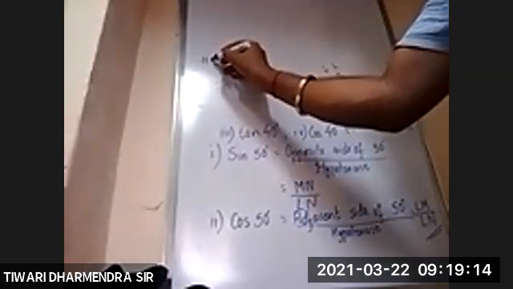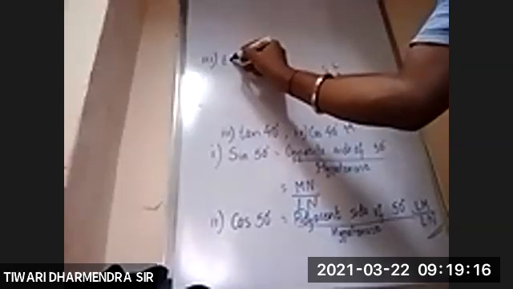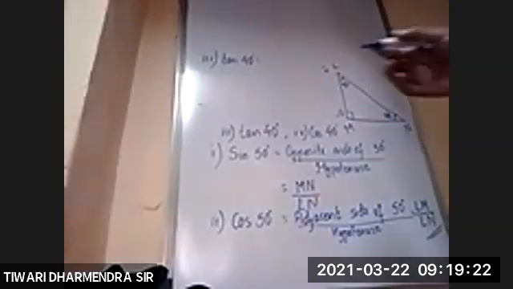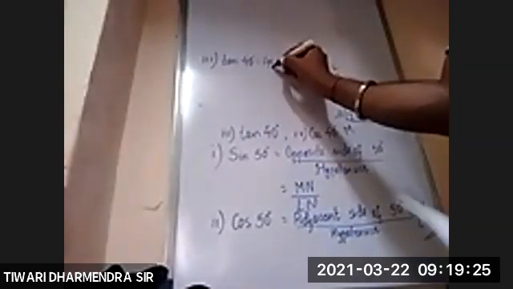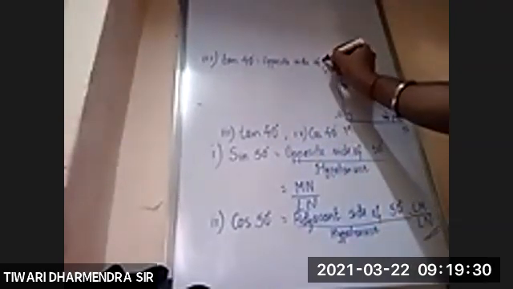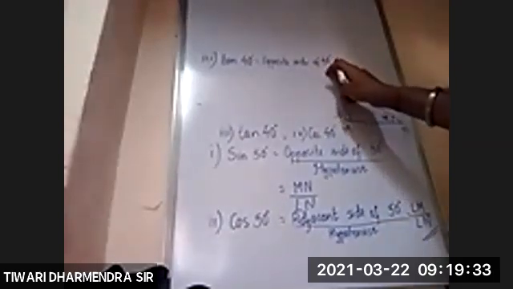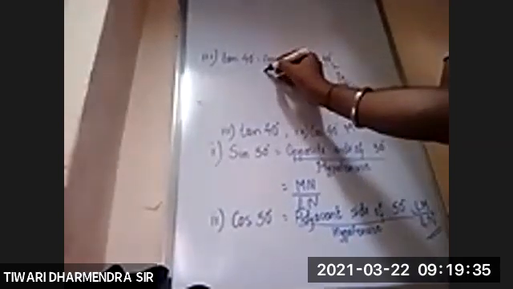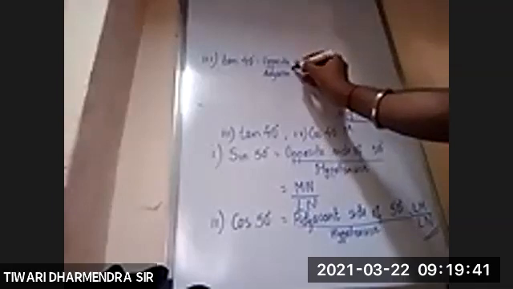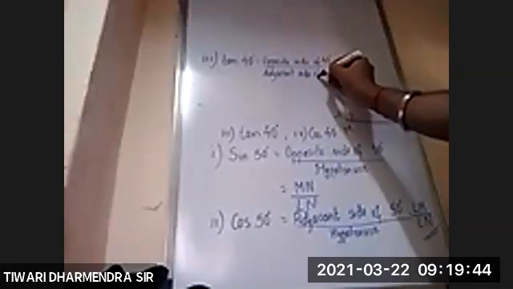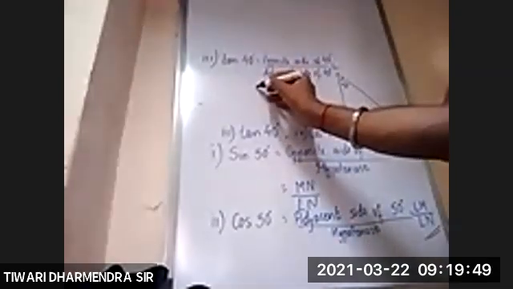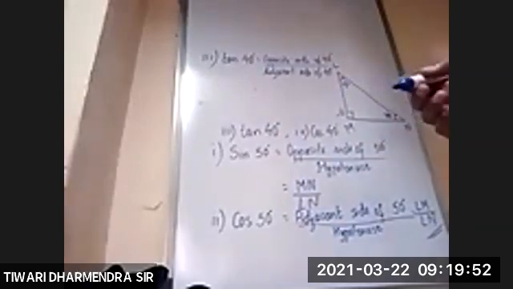Third, tan of 40 degree. The formula for tan is opposite side of 40 degree divided by adjacent side of 40 degree. Opposite side of 40 degree.